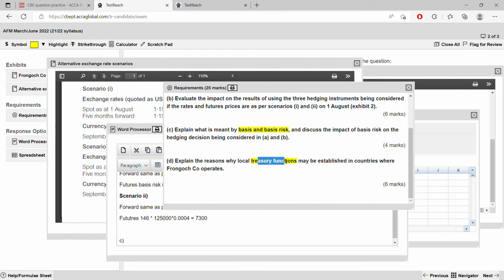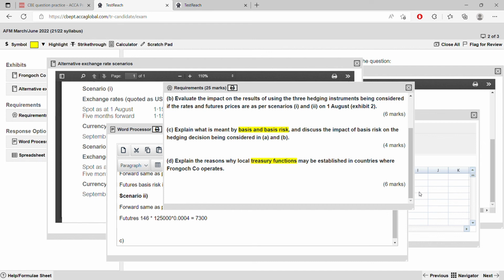Okay, coming to part D, the last part. This is mostly asked in risk management, so be prepared for this, treasury department. Explain the reasons why local treasury functions may be established in countries where they operate, for 6 marks. 6 points you have to give. Let's say you give 3 points and elaborate on these 3 points: 3 into 2, 1 mark for identifying the point, 1 for explaining that point. So 3 points you have to give.